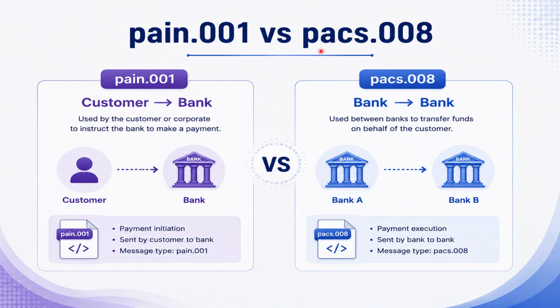Pain.001 versus pacs.008. The difference is simple. Pain.001 flows from customer to bank. It requests the bank to initiate payments. Pacs.008 flows from bank to bank. It carries the actual interbank payment instruction. One starts the payment. The other executes it across financial institutions.